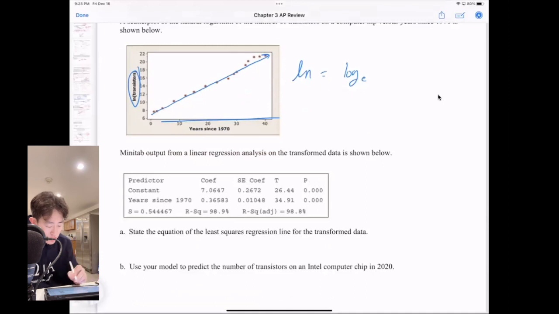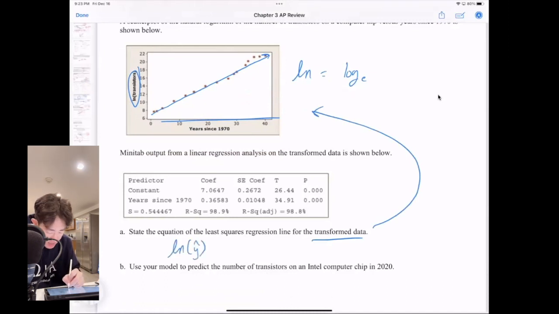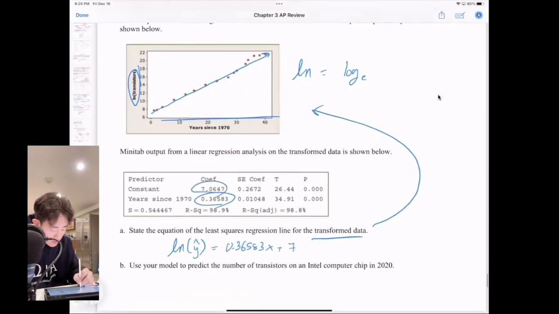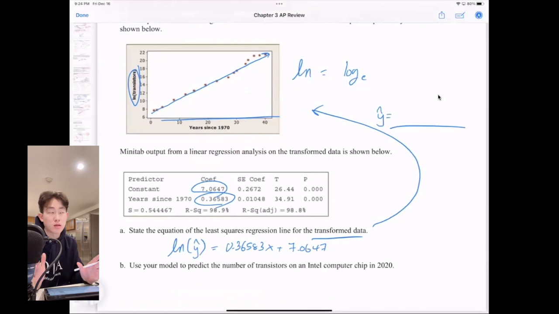State the equation of the least squares regression line. So we have to transform the data for this. The way that you do it is natural log of y hat is equal to the slope, 0.36583x plus 7.0647. Don't jump in right away saying that the equation of the LSRL will always start with y equals. We have encountered how we transform it. It can be having logs. It could be having natural logs. We have to be aware of that.